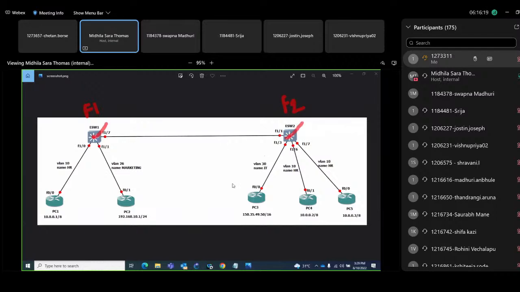There is a switch in floor 2. Is it okay for you if that's the case? Okay. Initially, when the HR department started, they put one PC in floor 1. Don't worry about numbering and all. Then the marketing department started, and they put another PC here.